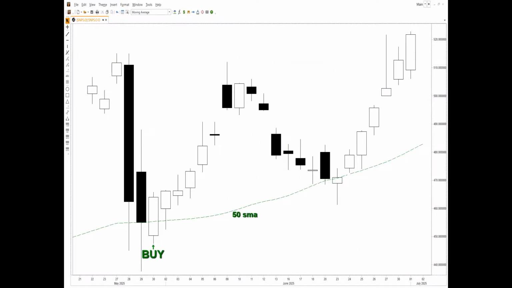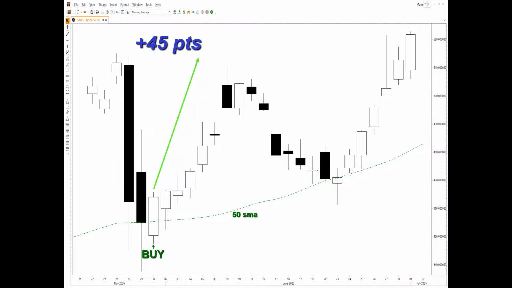Okay, here we're looking at S&P. Price is above and then has a real strong downward move. But remember, if price closes above the 50-period moving average, that is a buying opportunity. As we see right here, a buy signal was generated using strategy number 4 at the bottom, and it went up 45 points. So you had 45 points to work with.